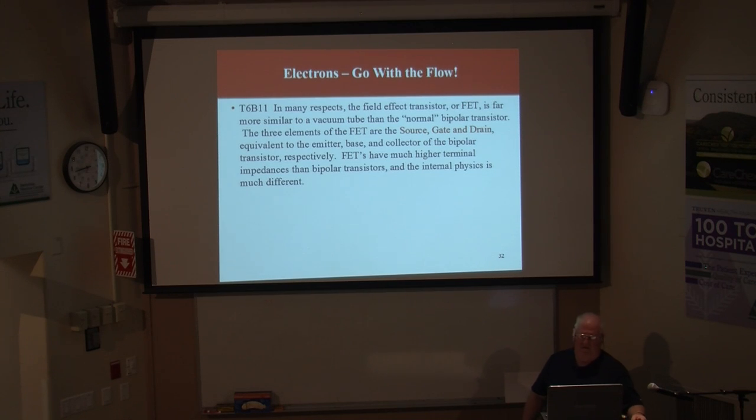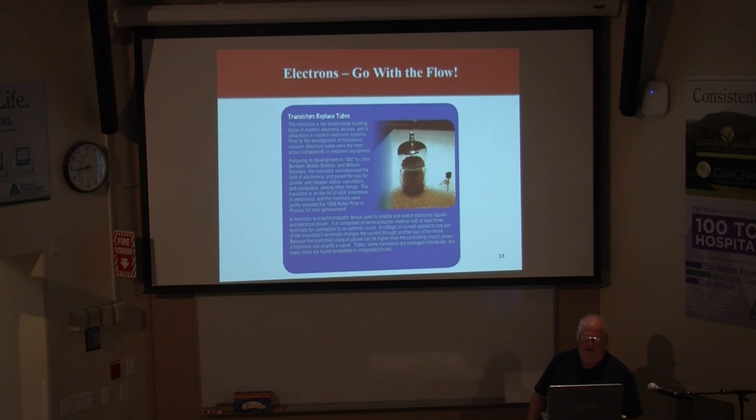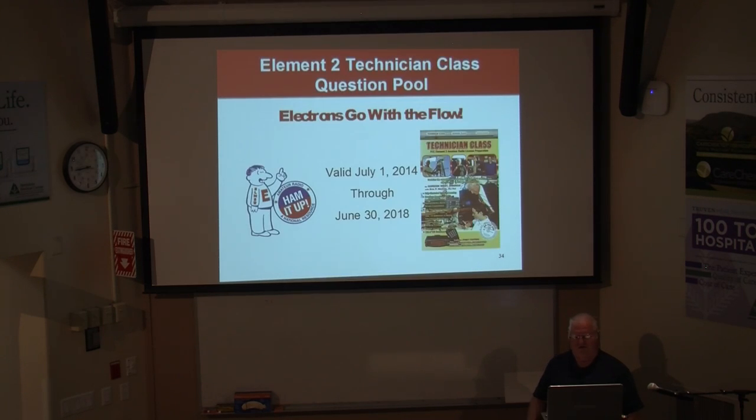In many respects, the field effect transistor, or FET, is far more similar to a vacuum tube than normal bipolar transistors. The three elements of a FET are called source, gate, and drain, equivalent to the emitter, base, and collector in the bipolar transistors, respectively. FETs have much higher terminal impedance than bipolar transistors, and the internal physics is much different. Hey, there's a tube. So transistors and other electronic components are replacing your tubes nowadays.